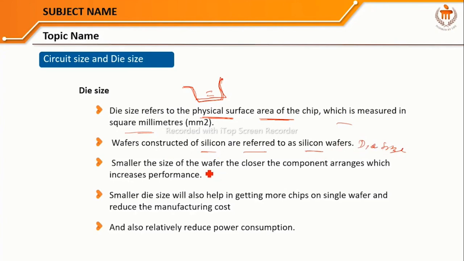If the wafer size is smaller, the components are arranged closer together, which increases performance. If we put things nearby, we can manage them easily. If the die size is greater, it takes a larger size and cannot perform better. A smaller size also helps fit more chips on a single wafer and reduces manufacturing cost. So we have discussed the role of die size, and if we use a smaller die size, we can manage things in less time, and power consumption is also reduced.